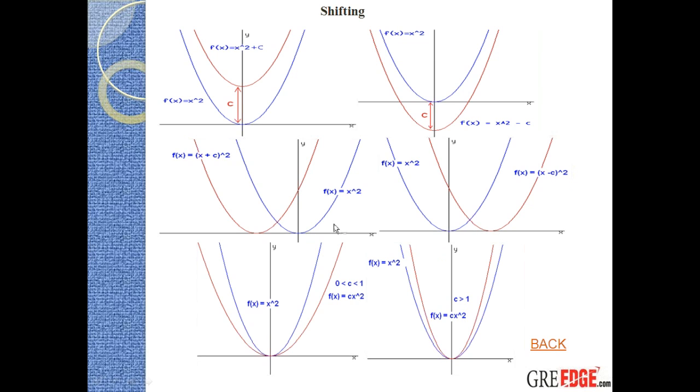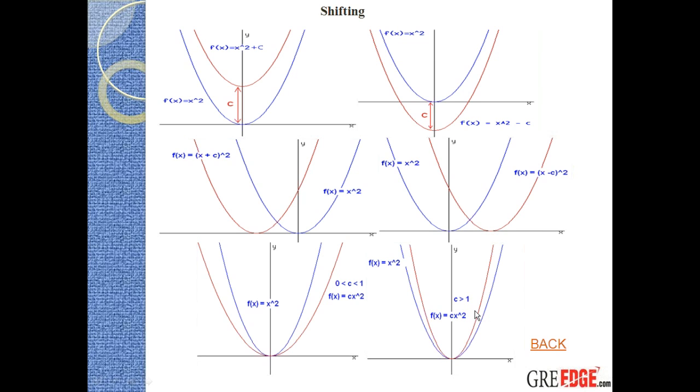Now the last two graphs, what happens is you are multiplying the equation x square. That is, you are giving a coefficient to x square. So this is f of x is equal to x square. If you get f of x is equal to c into x square, you have to concentrate on what is the value of c. If it is in between 0 and 1, then the graph expands. If the constant is greater than 1, then the graph shrinks.